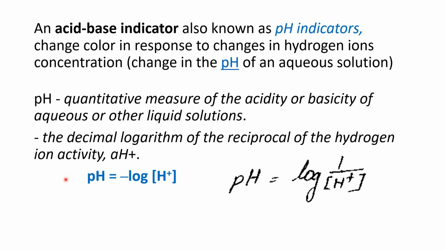This is the mathematical expression for pH. pH is the negative log of the bracket H+, where the bracket with H+ inside means hydrogen ion concentration. Or you can also express pH in this manner: log 1 over the concentration of hydrogen ion. That is described as the decimal logarithm of the reciprocal of hydrogen ion activity or hydrogen ion concentration.